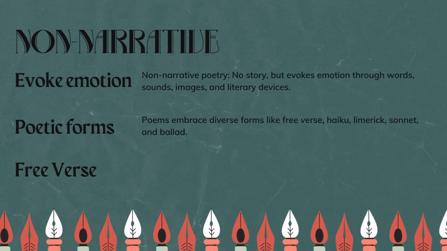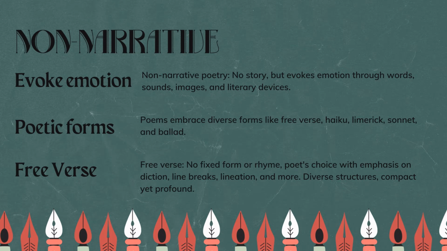Poems can be written in a variety of poetic forms. Some common forms are free verse, haiku, limerick, sonnet, and ballad. Free verse is poetry that does not follow any specific form or rhyme scheme. Instead, its structure is determined by the poet, and it can take on various forms, and even a short poem can carry a lot of weight.